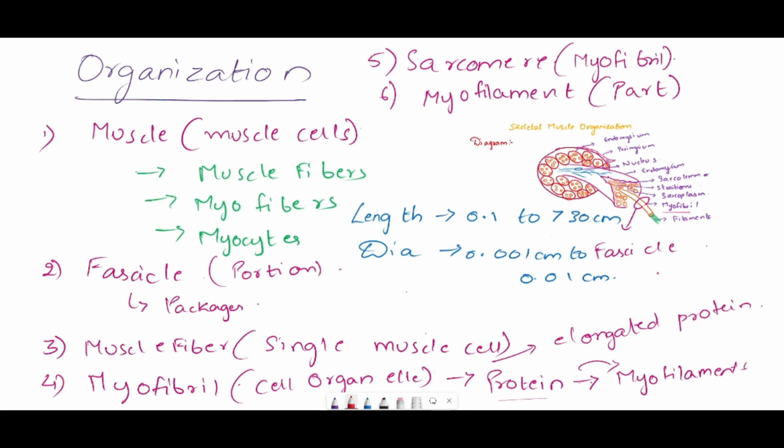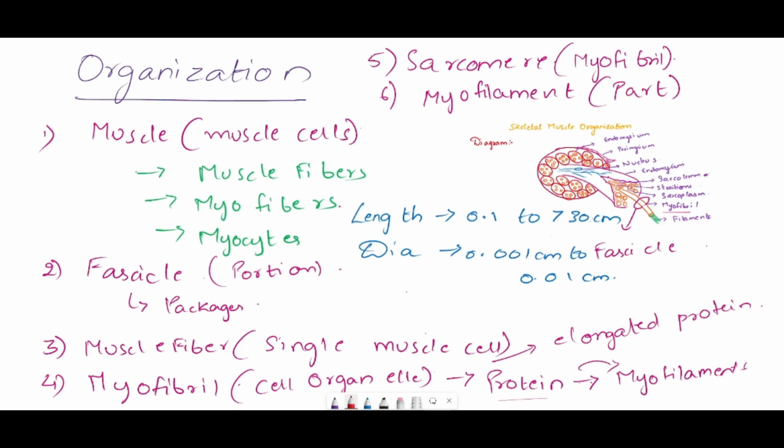Now let me repeat the entire points to be written under the skeletal muscle organization. First thing is its length. It is 0.1 centimeter to greater than 30 centimeter. Second point is its diameter. It is 0.001 centimeter to 0.01 centimeter. Coming to the next point, it is a muscle. Muscle is simply the whole organ. It includes the clusters of muscle cells, and this also has muscle fibers, myofibers, and myocytes.